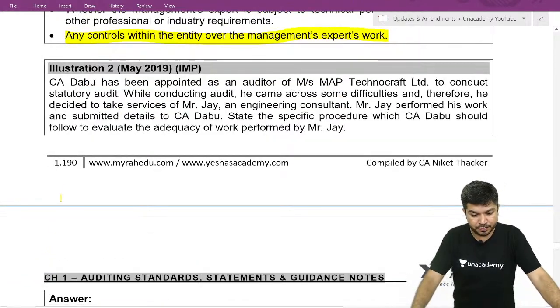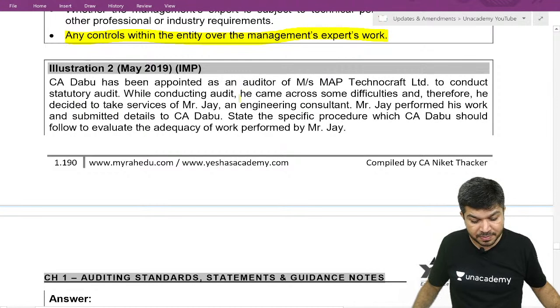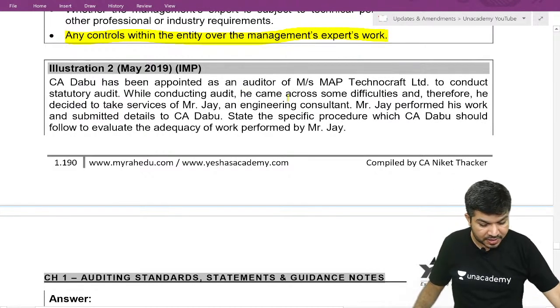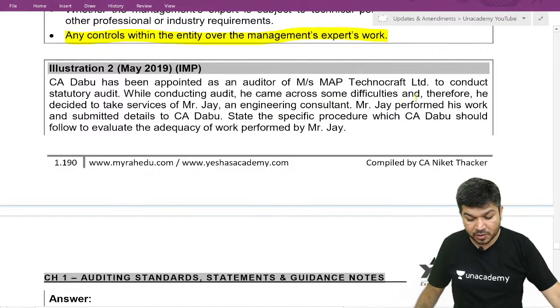Okay, question number 2. Dabu has been appointed as auditor of MAP Technocraft Limited to conduct a statutory audit. While conducting the statutory audit, he comes across some difficulty. He decided to take the services of Mr. Jay, a consultant. Now state the procedures which Dabu should follow to evaluate the adequacy of his work.